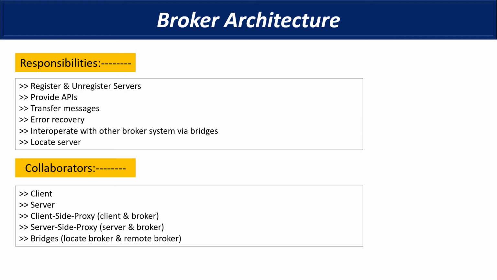So the bridge actually connects the broker with another broker, so it is also a network between them. It also has the responsibility to locate the proper server. This is the main purpose of it, to locate the proper server for the client. The collaborators are the client, server, client side proxy, and server side proxy. The client side proxy, as you already know, connects the client and the broker. The server side proxy connects the server and the broker. And the bridge actually locates the broker and the remote broker.